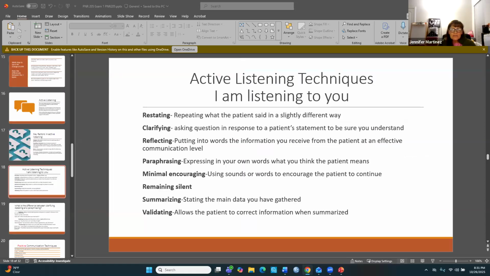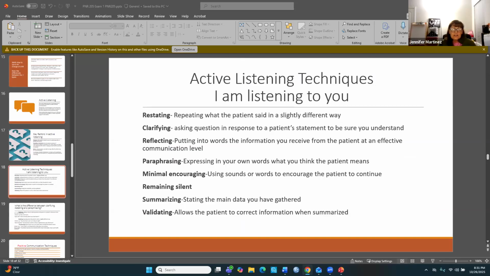Some of the active listening techniques that show that you were listening to them. Restating is repeating what the client said in a slightly different way. So the client says, my chest hurts, I can't sleep at night. Restating would be, you've been unable to sleep because of your chest pain. So just repeating what the patient said in a different way.